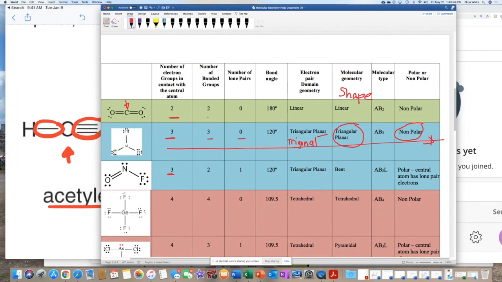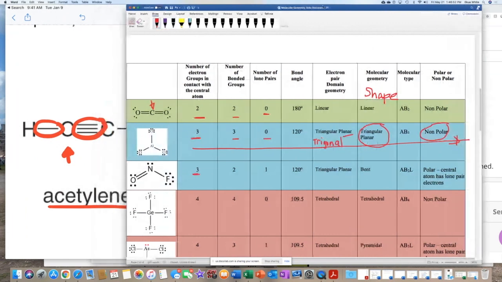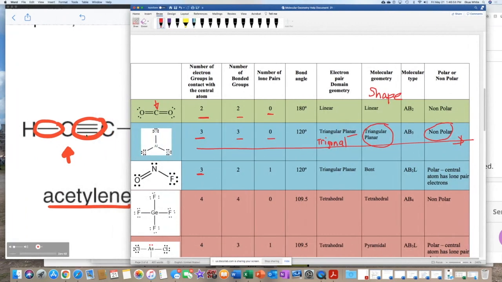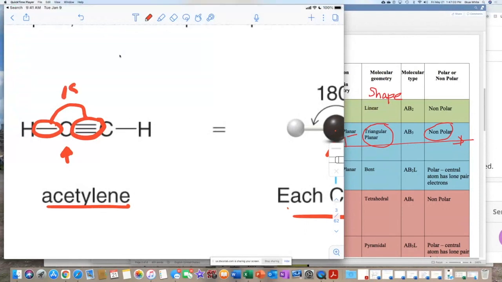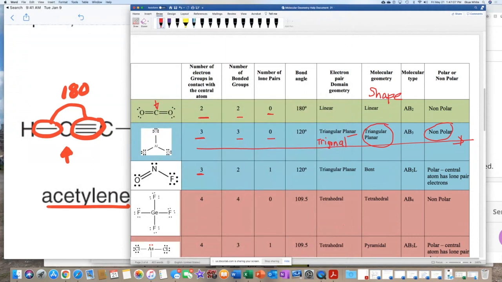Are both groups bonded groups? Yes, both of these are bonded groups. Do we have any lone pair? No, not here either. If that's the case, these groups will stay apart from each other. So the bond angle, the angle between these bonds, is going to be 180 degrees. Because they're still electron groups, these groups will stay as far as they can from each other, and the farthest they can do is a 180 degree bond angle.